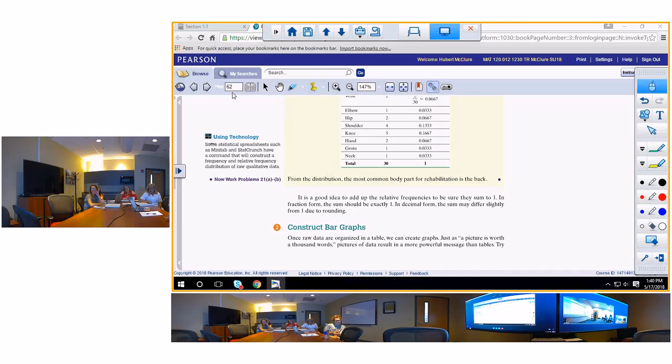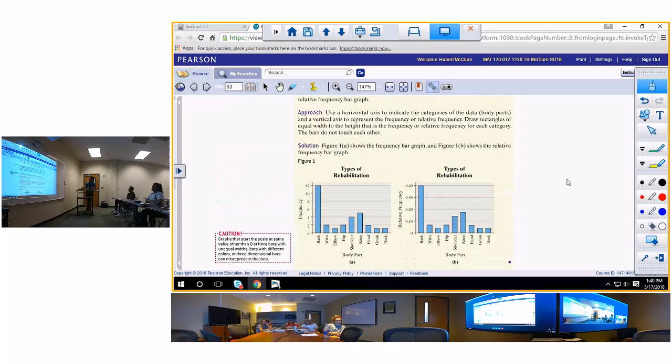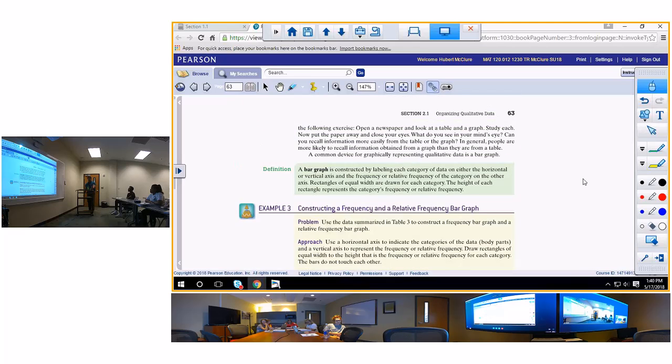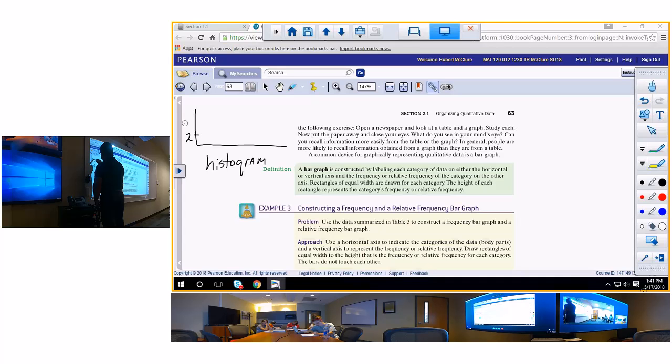Construct the bar graph. There are 2 types of graphs in statistics. Y'all ready for this? There's a bar graph and a histogram. Sometimes I think people just make stuff up. The histogram looks like this: 2, 4, 6, with bars for A's, B's, C's, and D's in the classroom.